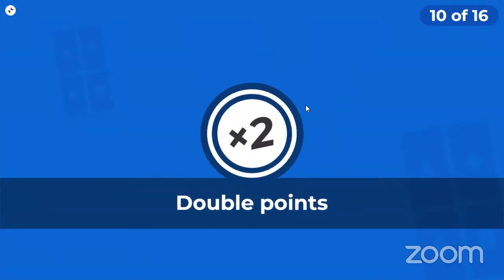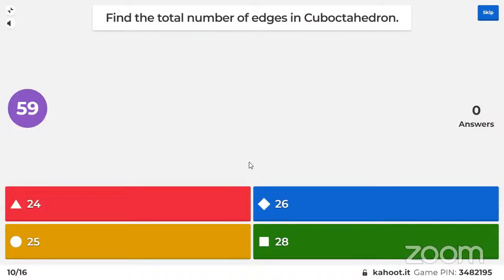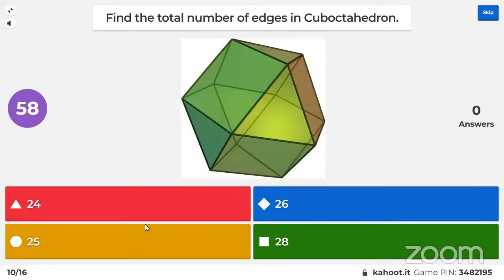And 10th question will be a bonus question. It will be having double the points. So make sure that you're not missing this opportunity.